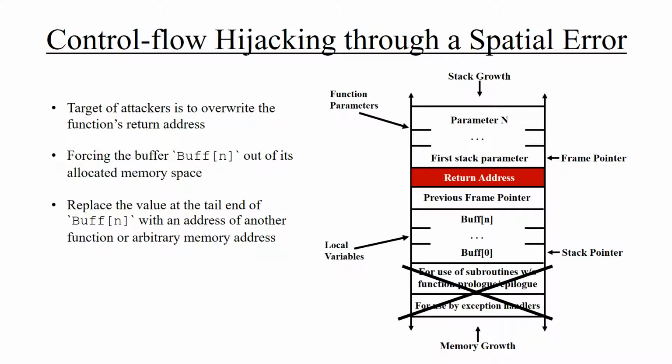The goal of the attacker is to overwrite the function's return address with the value of another function in the code or to another arbitrary location specified by the attacker. By submitting a value to the local variable buff that extends beyond its allocated space, the attacker will begin to overwrite the next data on the stack, which in this case is the previous frame pointer and the return address. Forcing the array buff out of bounds is a direct example of a spatial memory error.